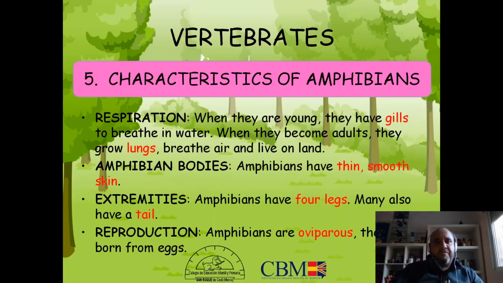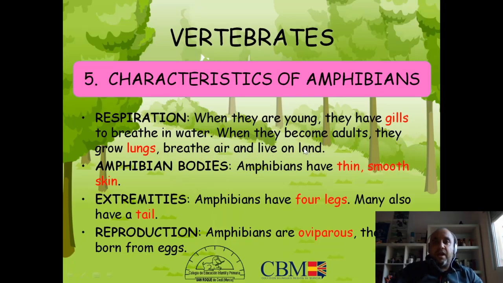Okay, so group number 5, amphibians. This is the last group of the vertebrates. And this is a little bit more difficult because they change sometimes, like for example here in respiration. When they are young, they have gills to breathe in water. But when they become adults, they grow lungs, breathe air, and live on land.